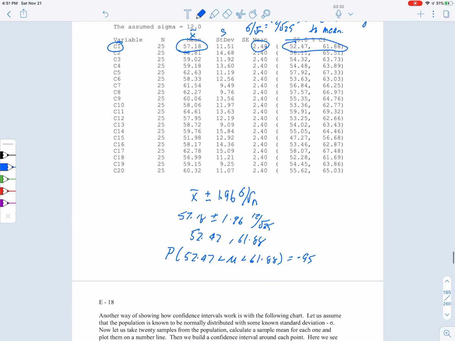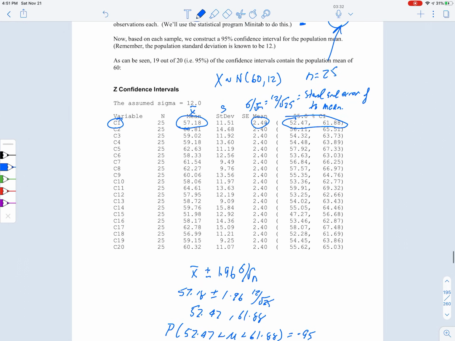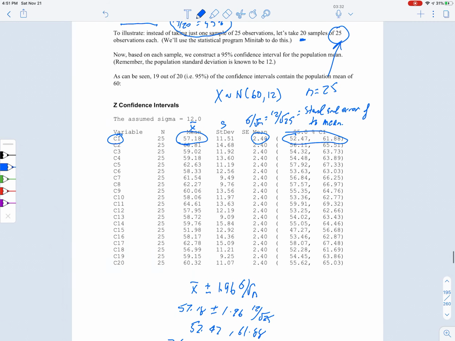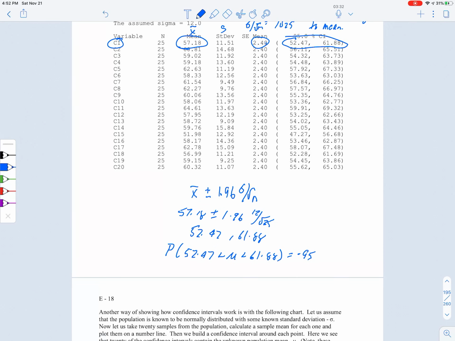So the way that we would write this is like this. And the way that we read this is that we are 95% certain that the average, in this case, marks of students, are between 52.47 and 61.88. So that's the confidence interval. So that's where we get these numbers from. Now, here's the important thing then, is that that's one sample. What if we did that, say, 20 times?